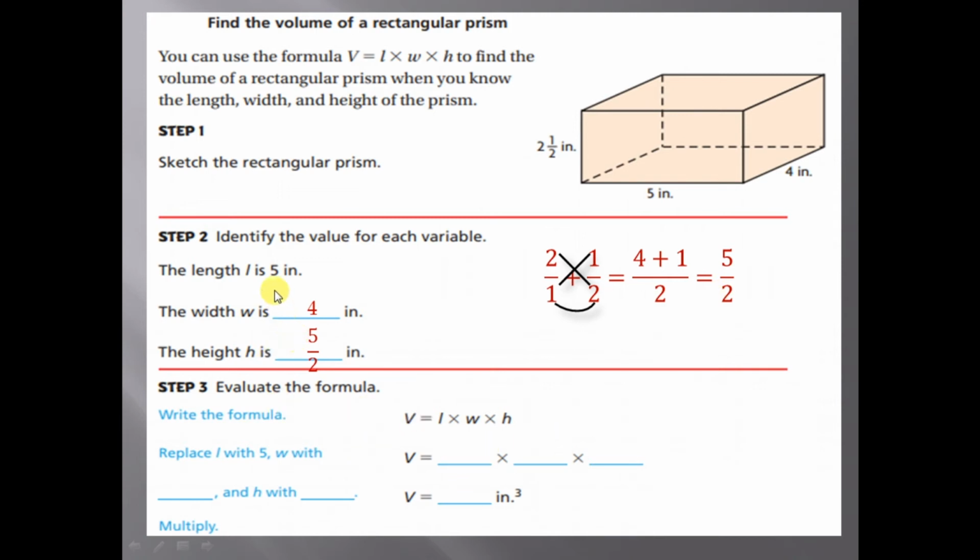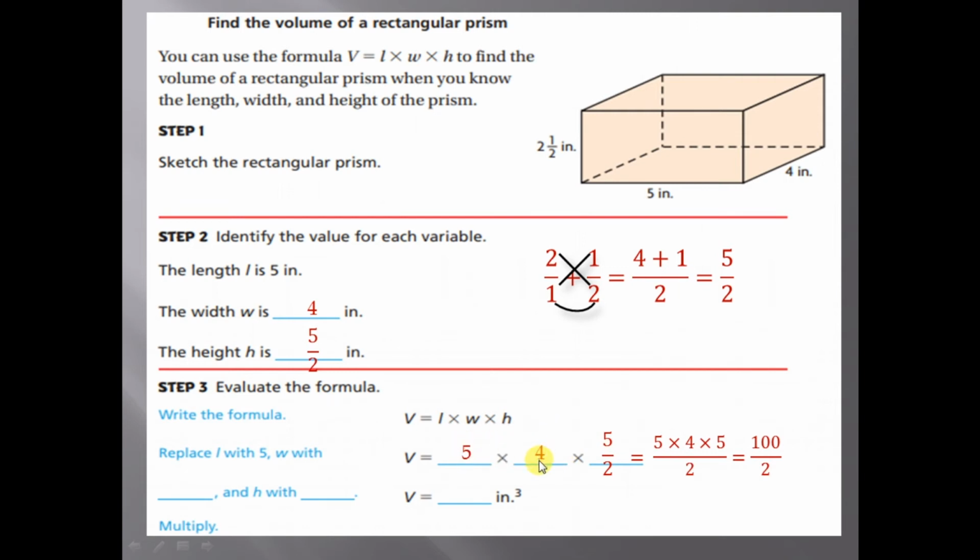First, the length is 5. The width is 4. And the height is 5 over 2. Okay, how do we multiply? We multiply all denominators together and all numerators together. And you know the denominator here is 1 and here is 1 also. So we have only one denominator, which is 2, right? And multiply all numerators together. 5 times 4 times 5.